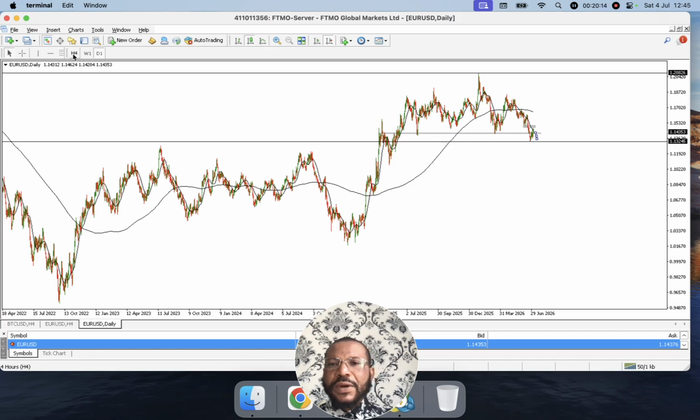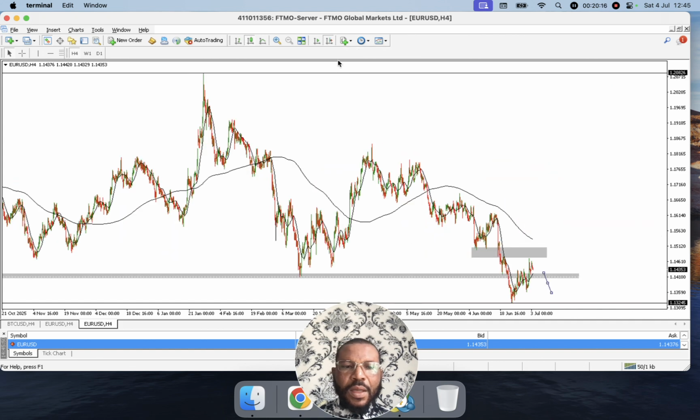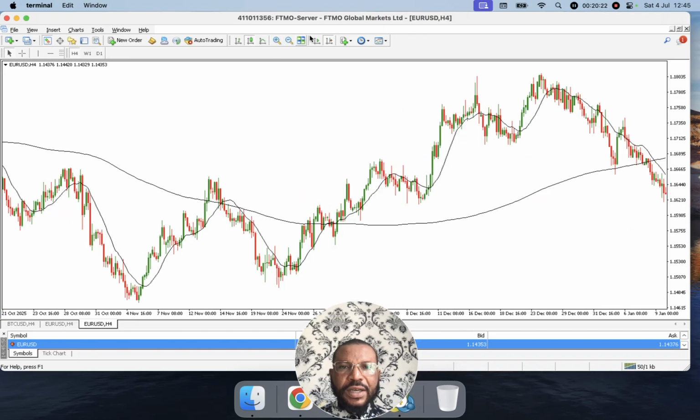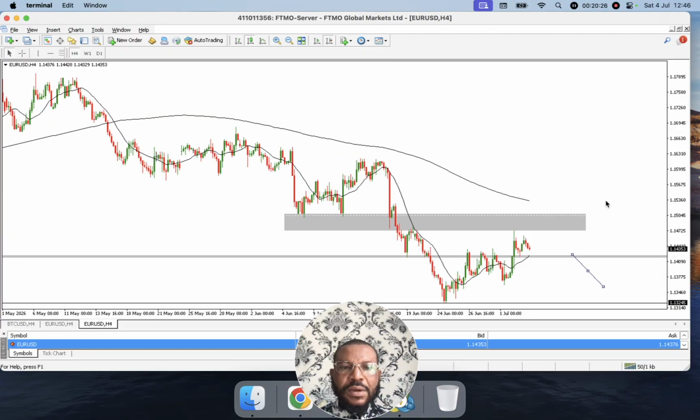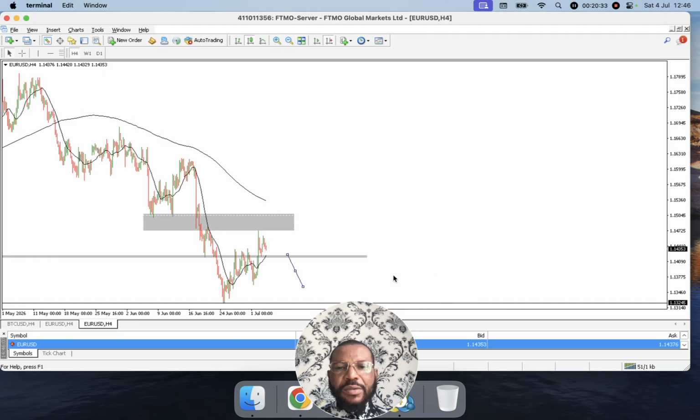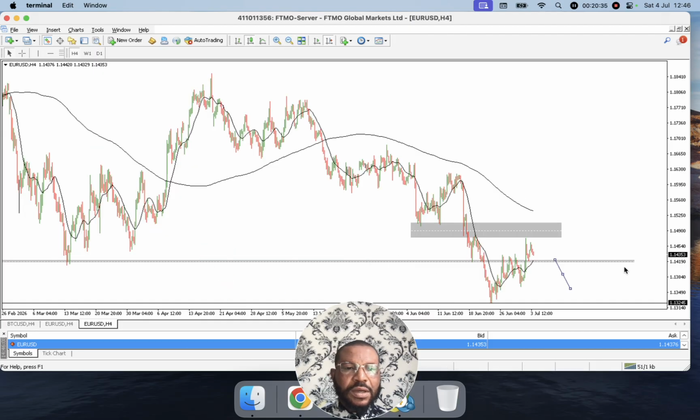Okay, let's go back to the 4 hour time frame. Okay, so I told us that first thing first is I want to see the buyers closing back above this area, which is what they've done. They've closed above this area. Now, I'll be removing this now. Let me remove this.